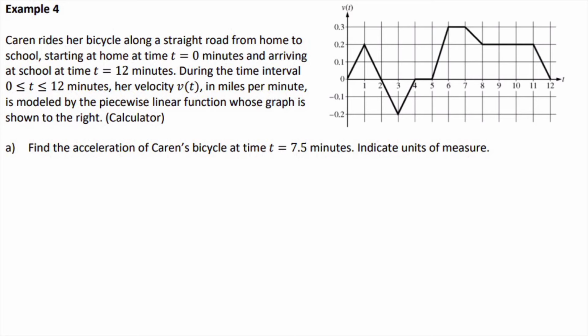Find the acceleration of Karen's bicycle when t equals 7.5. When t equals 7.5, what's her acceleration? How do we find acceleration? What are we going to do? We're going to use the graph because that's the only piece of information they've given us. What do we do to find acceleration for anything?